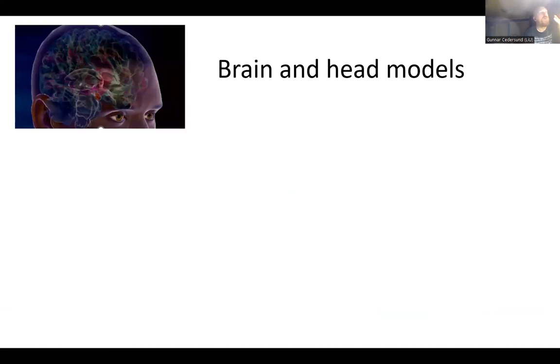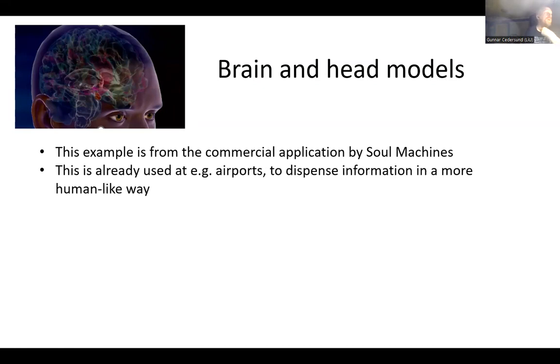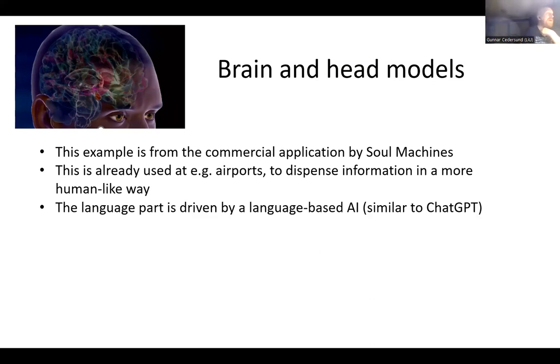Okay, so there's more to brain models and models describing the head than we have seen in the Hodgkin-Huxley example. So if you take it from the top level, here I showed you a video in the live lecture. This is an example of a simulation with a model from the commercial application developed by Soul Machines, which already is a commercial product. It's used to dispense information at airports, for instance. And the language part is similar to ChatGPT and OpenGPT and so on.